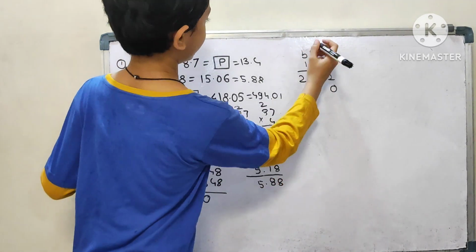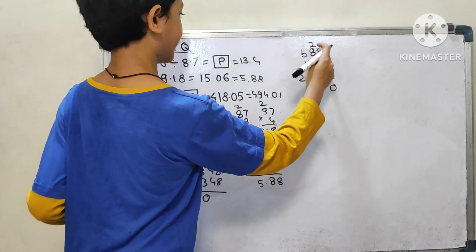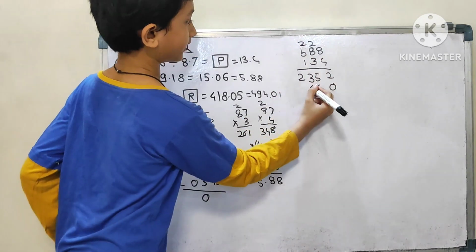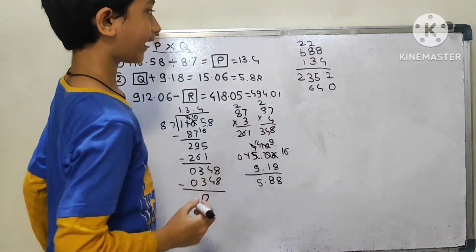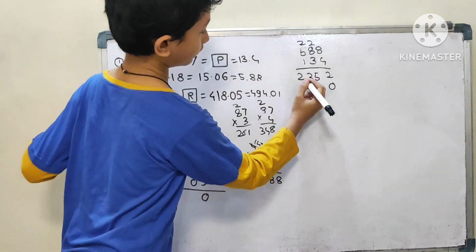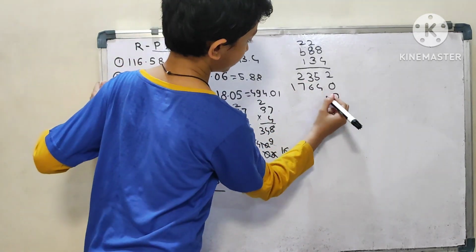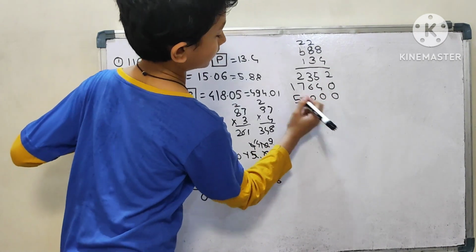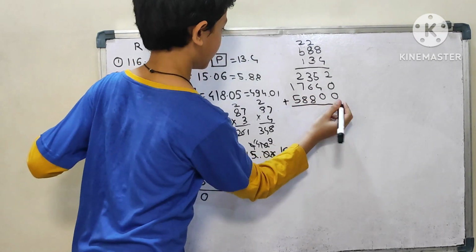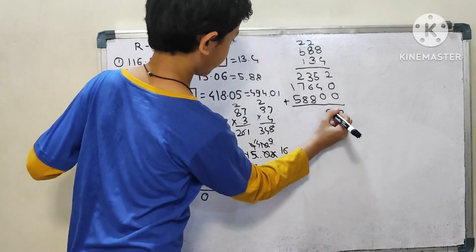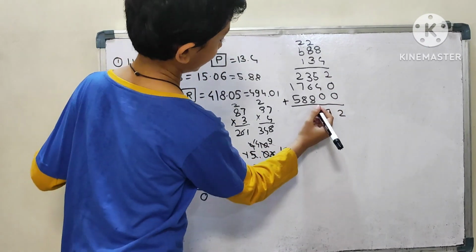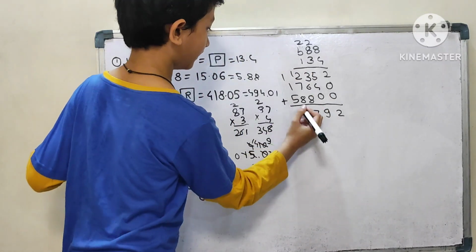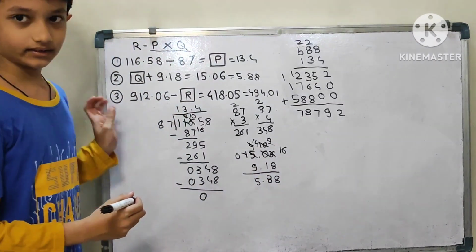Now 8 3 is 24 and 8 3 will be again 24 and 24 plus 2 will be 26 and now 5 3 are 15 and 15 plus 2 will be 17 and this 2 zeros. Now 588 as it is. So now we will add this. So 2 as it is, 5 plus 4 9, 6 plus 3 9, 9 plus 8 will be 17 and this 18 and 7 8 7 9 2 we get.